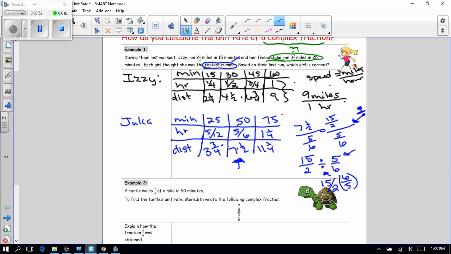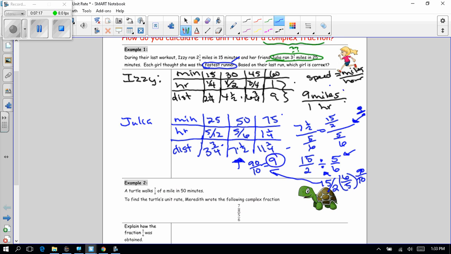Okay? And when I calculate that, 6 times 15 is 90. And 2 times 5 is 10. Oof, I'm running out of room. 90 divided by 10 is what? 9.